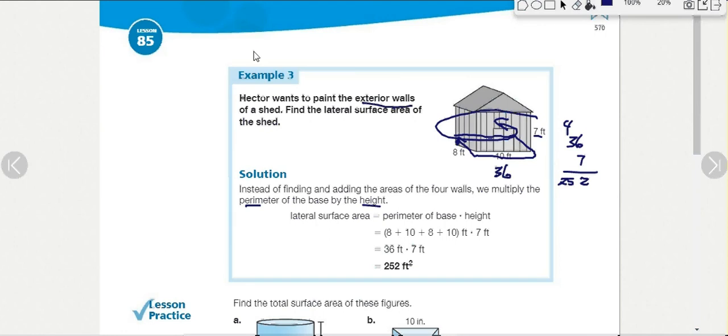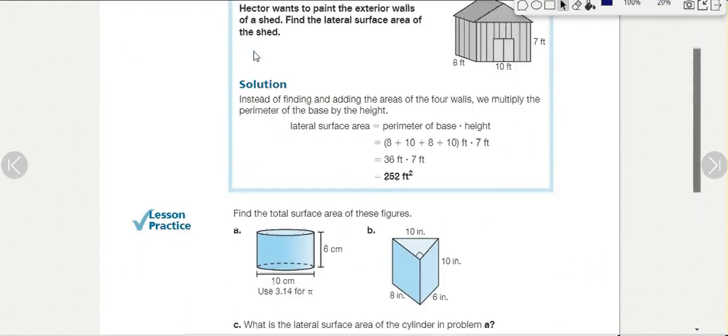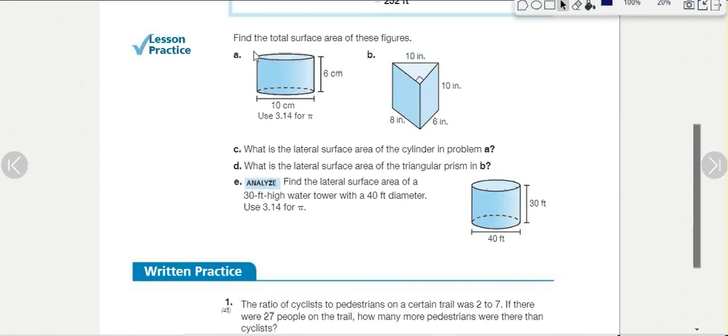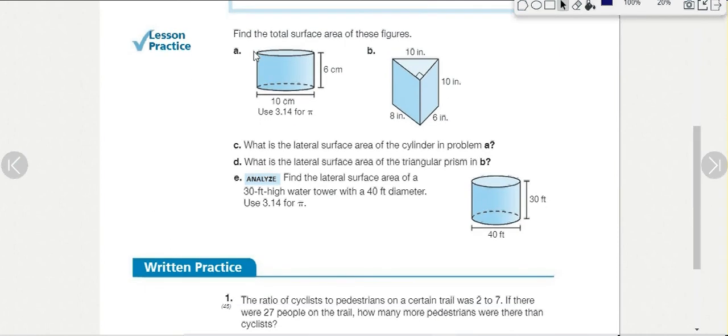We could try to find this part by making it a separate problem, but you don't paint roofs generally. So they only wanted the walls. That's why they kept this. This is only an example. If they wanted us to paint the roof, that might be 10 lessons down the line. They might throw you something like that, which we could do. But they just had us do lateral surface area because you don't paint the bottom of a shed. You don't paint the roof. Okay, let's do A and B and D. A, B, and then tell me D.